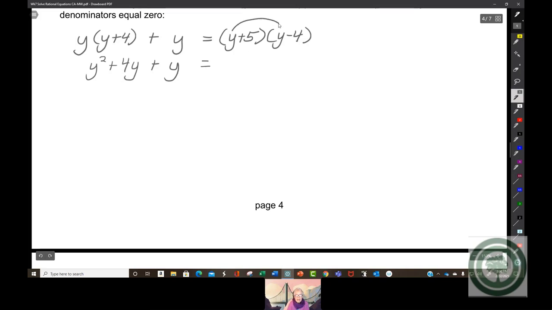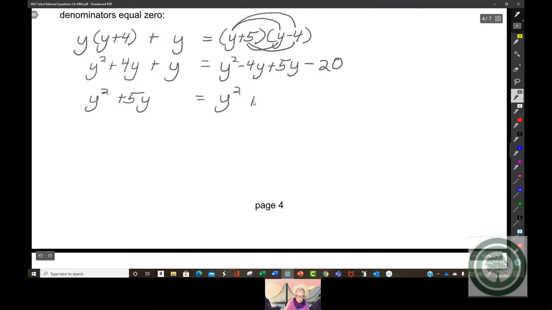Over here, y times y, y times minus 4, 5 times y, 5 times minus 4, will give me y squared minus 4y plus 5y minus 20. Okay, then I go back and I combine like terms on each side of the equation. There now. Now I am ready to decide on my strategy.